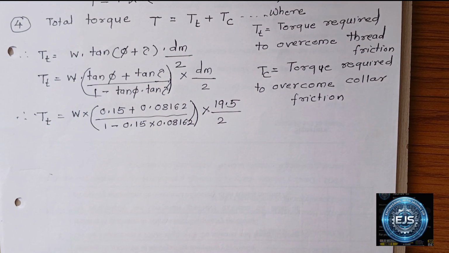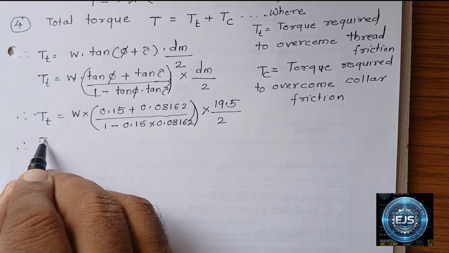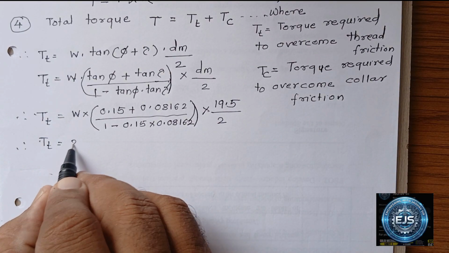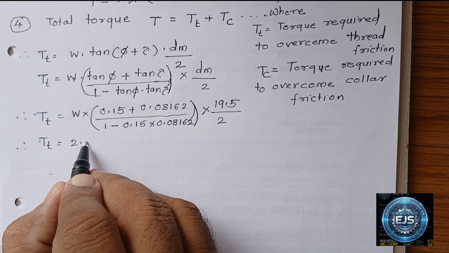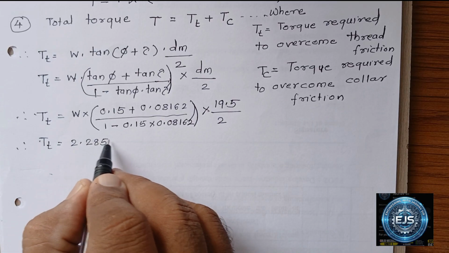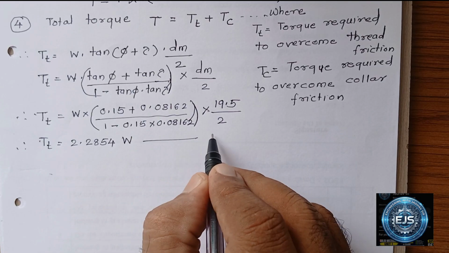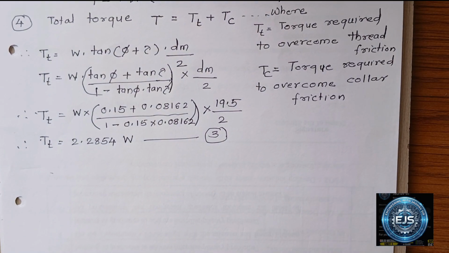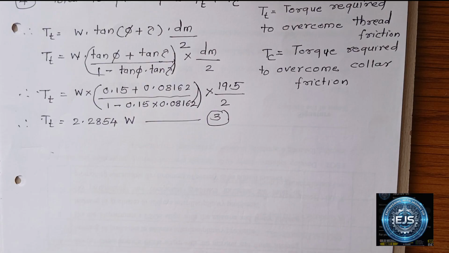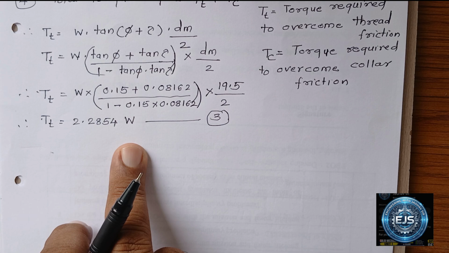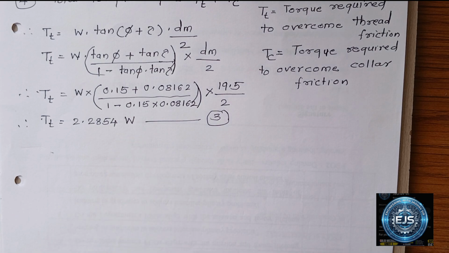So in this way, we get the torque required to overcome the thread friction. The calculation comes out to 2.282854 times W. The answer will be in terms of W. We will call this equation 3. So the torque required to overcome the thread friction is in terms of the clamping force W. Here W is nothing but the clamping force on the moving jaw or on the workpiece.